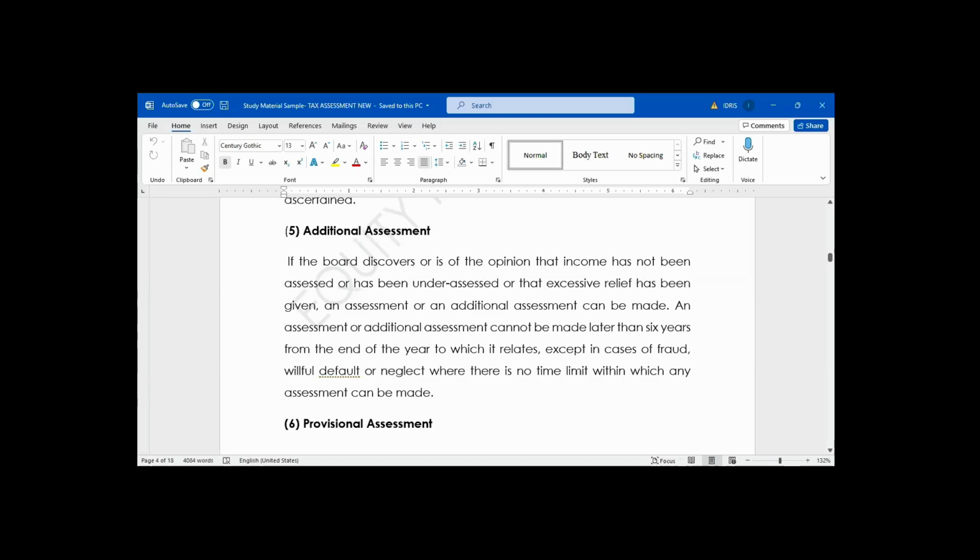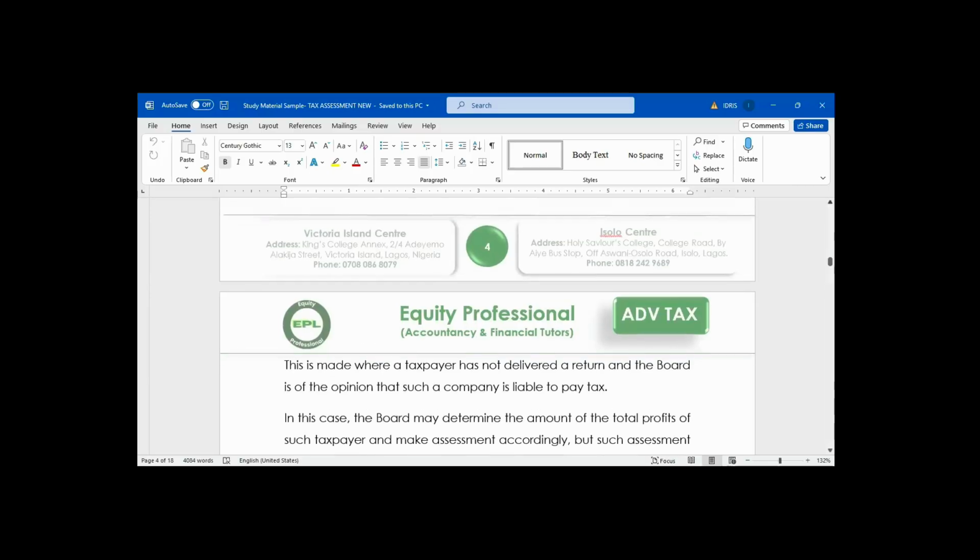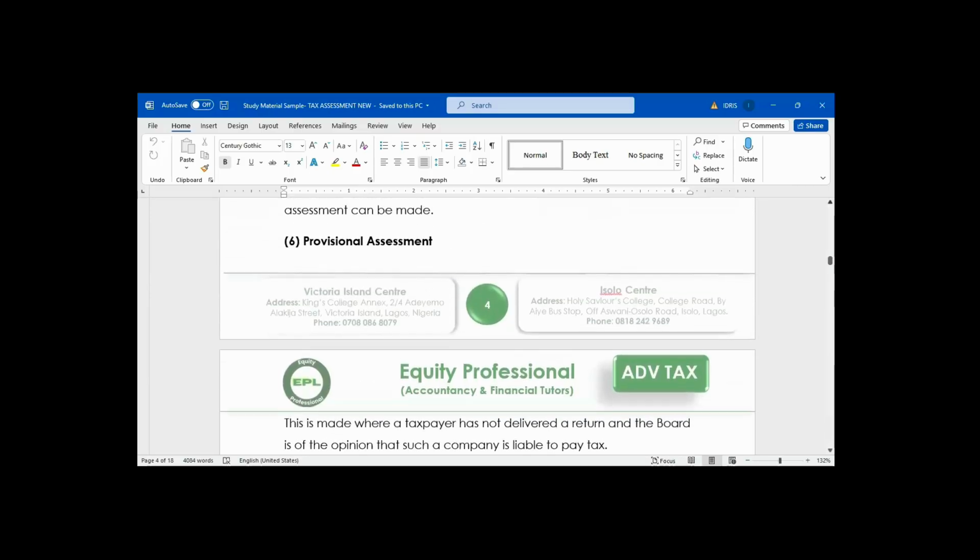So another type of assessment we want to look at is called provisional assessment.